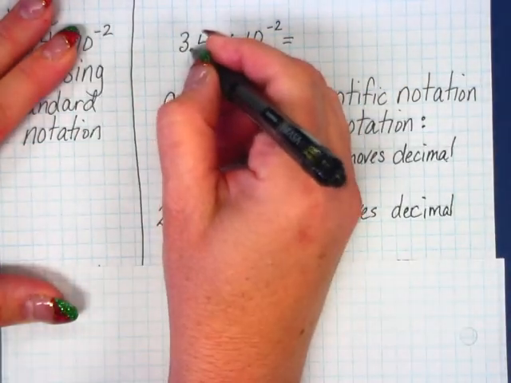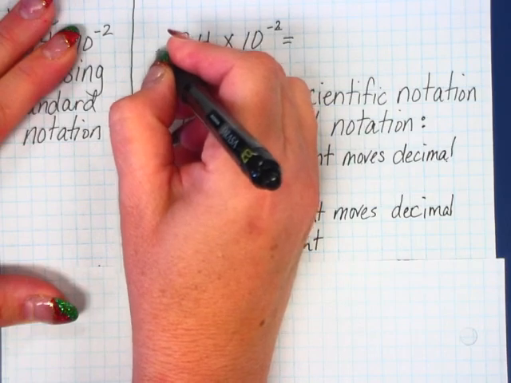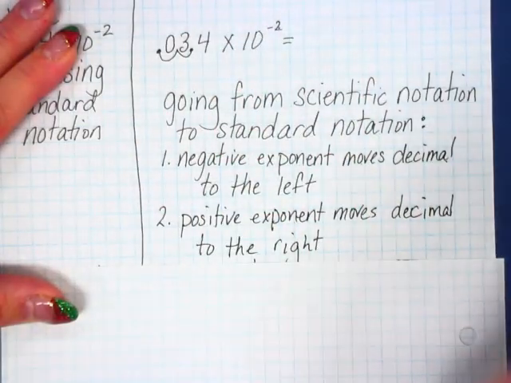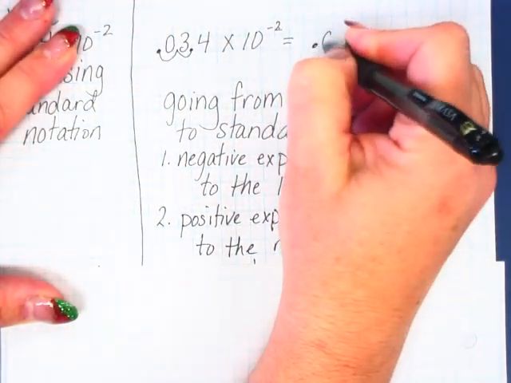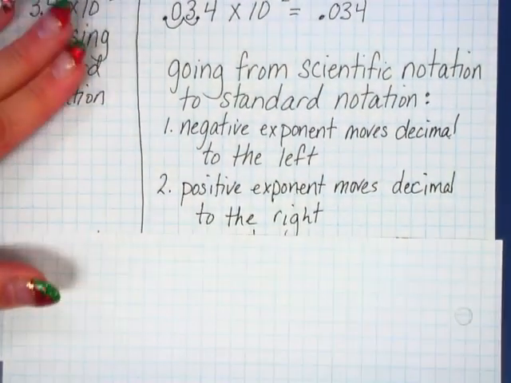So the decimal's here. It's negative 2. I move it 2 to the left, and everything that leaves a blank, you put a 0. So I get 0.034.